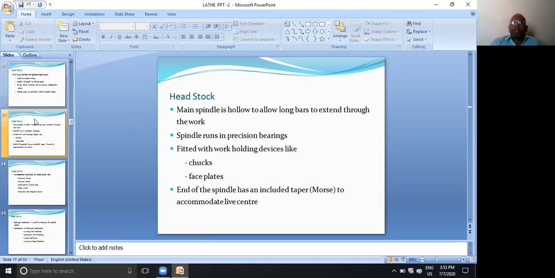So headstock carries the running center or work holding device like 4-jaw chuck or 3-jaw chuck or faceplate or collet chuck. That means the headstock carries the main spindle.